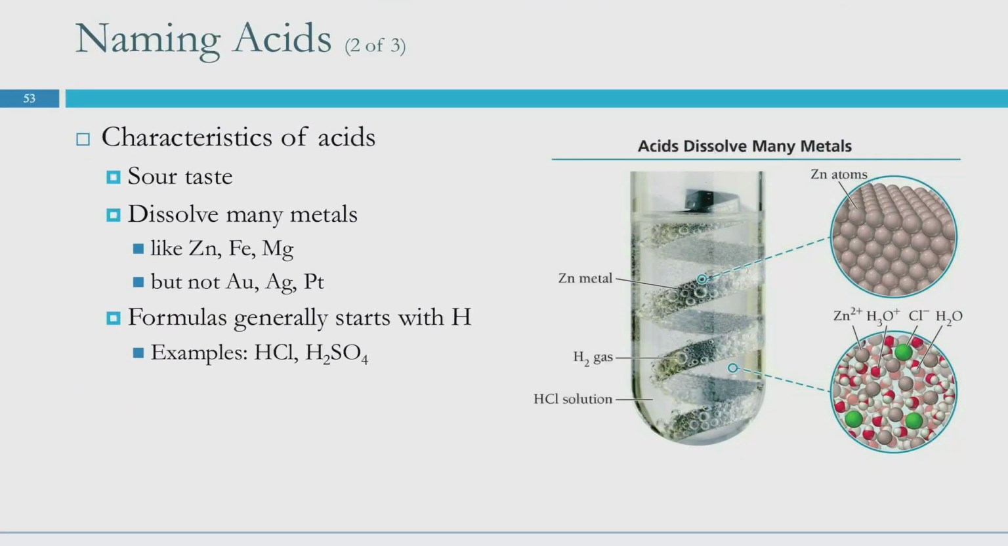Okay, so acids have some characteristics. Acids have a sour taste, and they dissolve many metals. However, hashtag not all metals. So things like gold, silver, platinum, palladium, rhodium, iridium, and other precious metals typically don't dissolve in acid, which is great, because then if you spill acid on your expensive jewelry, it hopefully doesn't dissolve. Again, our formulas for acids generally start with H. This is not all-inclusive. There are many such acids that don't start with an H. But for now, that can be our indicator that we're working with an acid.